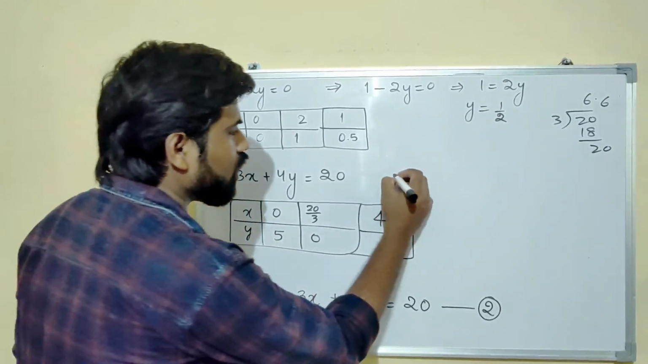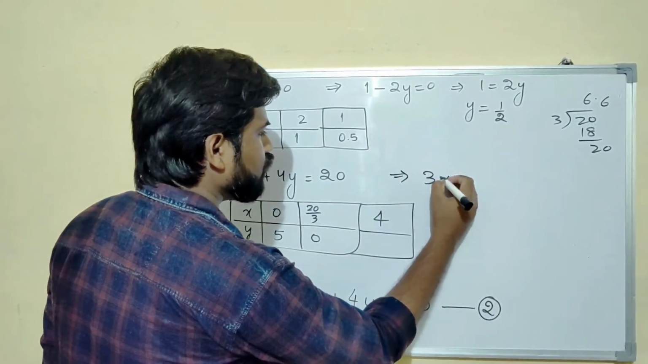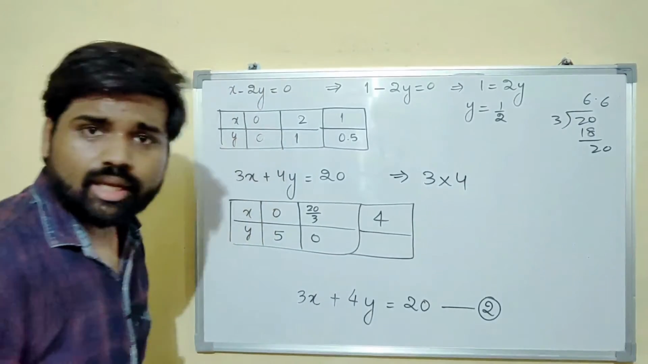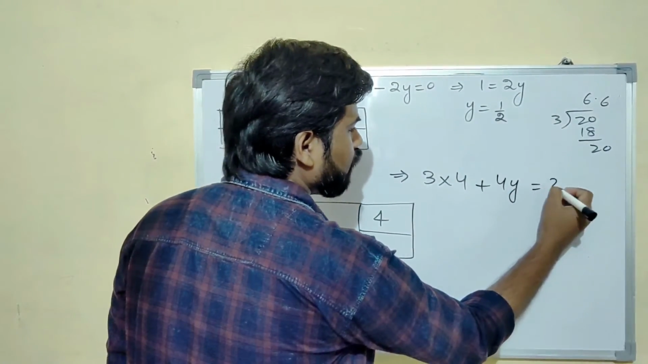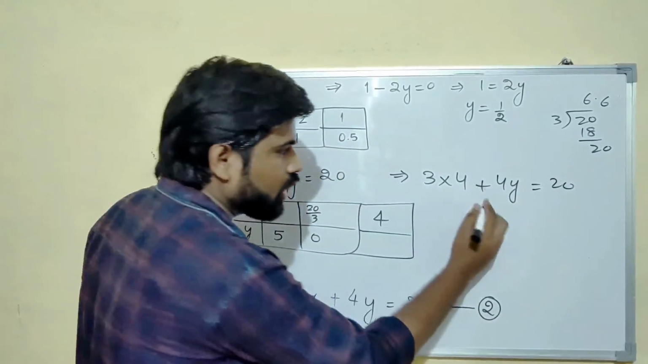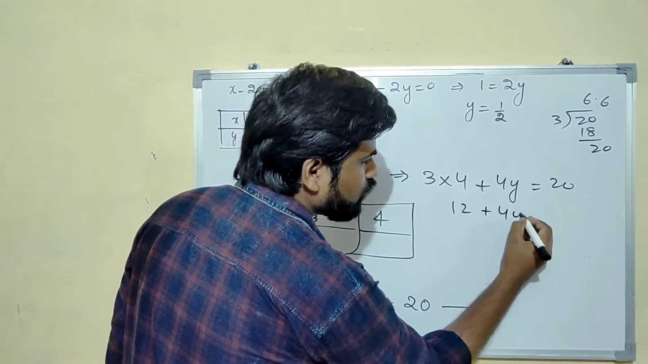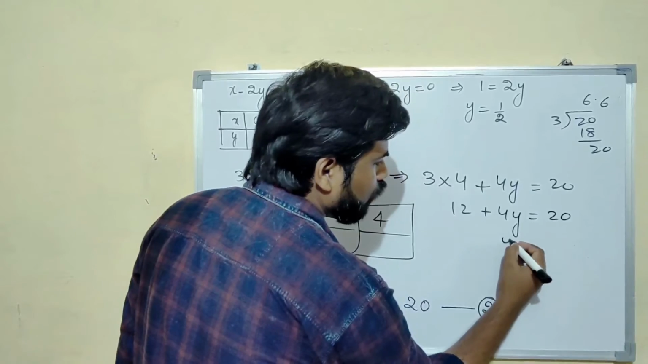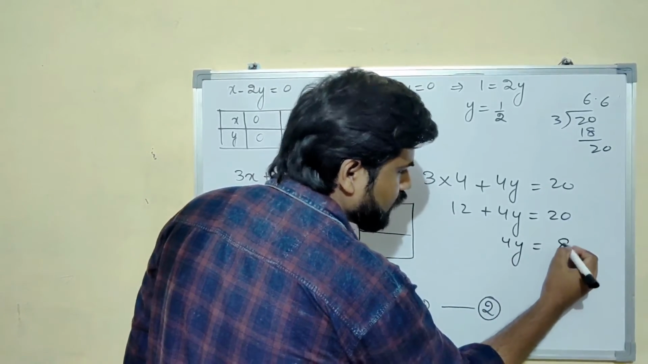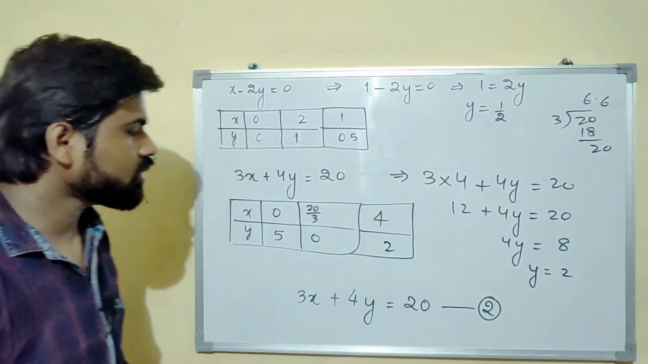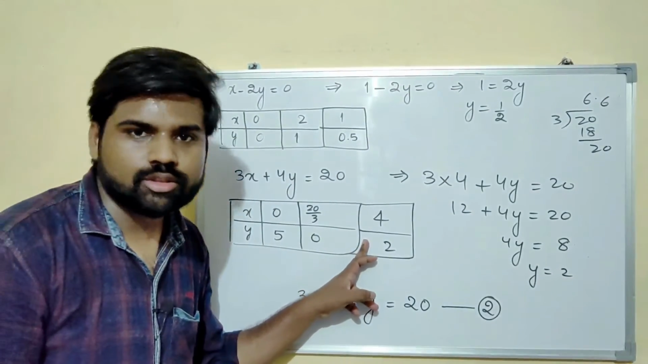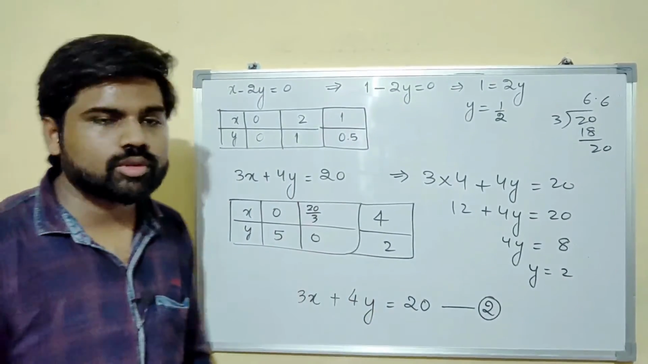Now what will be the value of y according to this? 3 into 4 plus 4y equals 20. 3 4s are 12. 12 plus 4y equals 20. 4y equals 8 and y equals 2. So the value of y is 2. I hope you have understood this much.